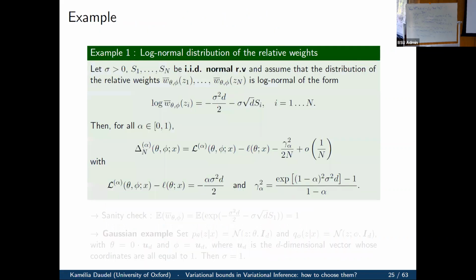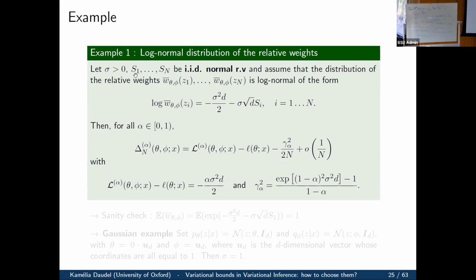Okay. Time for an example, just to see what happens to this theorem when we consider a simple case. I'm going to assume that my relative weights, so those are my W's, theta phi with a bar, are log normal. Anyone knows what log normal means? Yeah, it's written there. Basically, if I take the log of my relative weights, this is going to be a normal distribution.